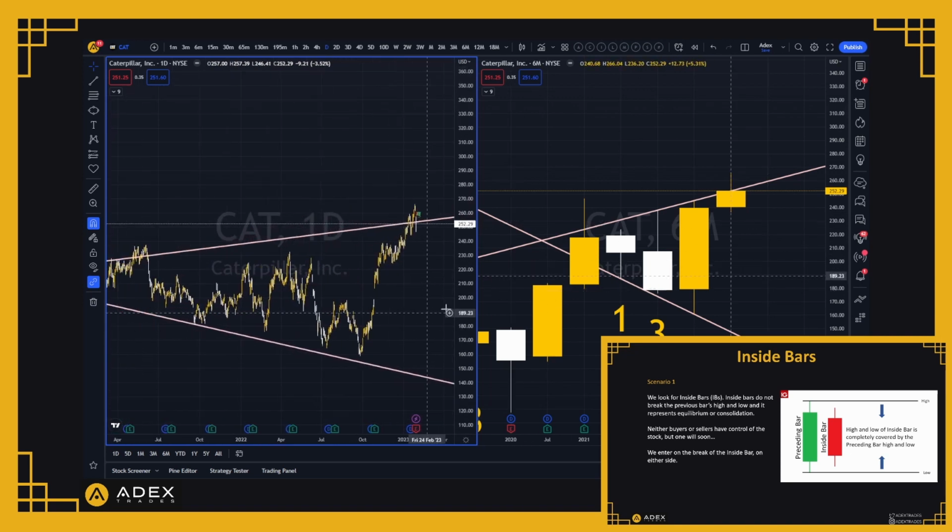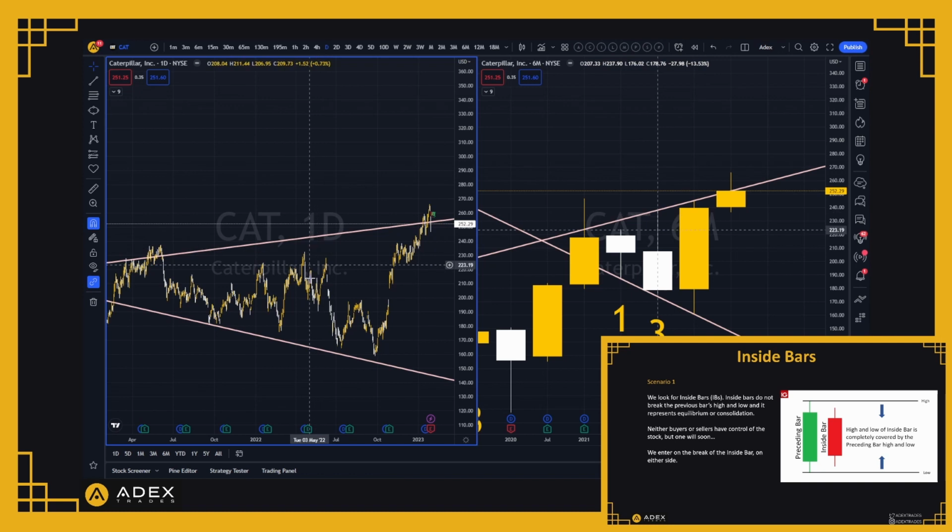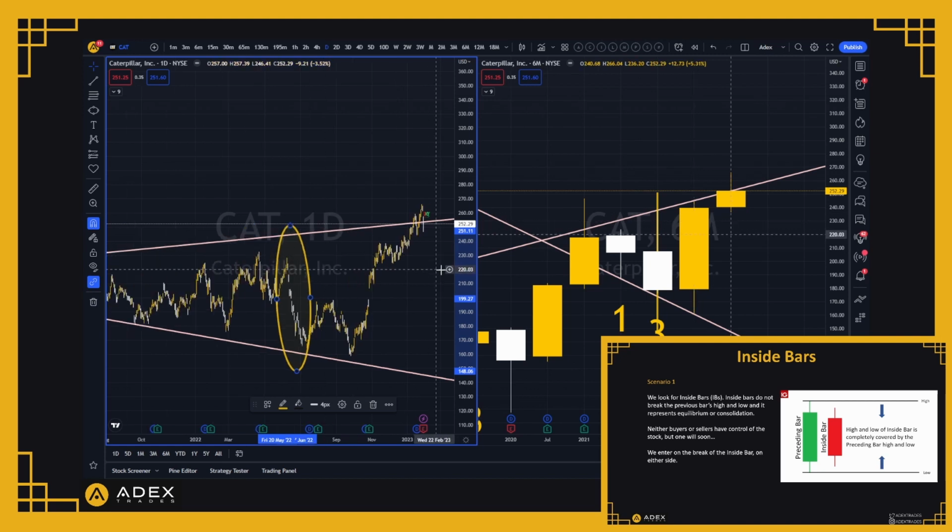So CAT right here, on this 6 month chart, it went 3 down and then it went 3 up, right? And you can see that with this 3 it created a broadening formation. Let's pretend that the yellow 3 is not there, that we just created this white 3. This is evidence of a broadening formation because this is where that white 3 would have been, right here.